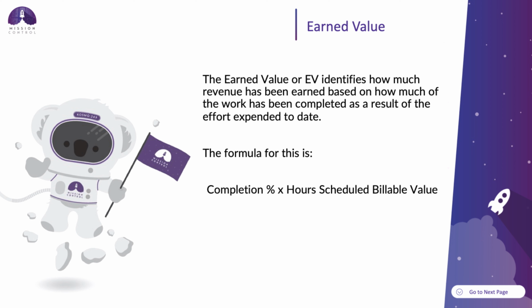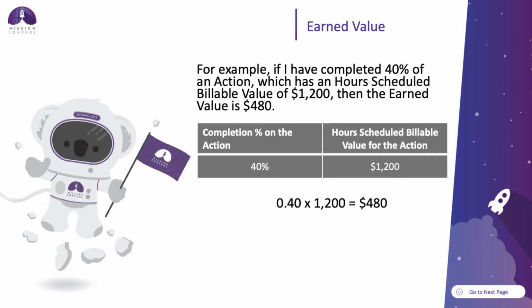Next, you have your earned value. The earned value, or EV, identifies how much revenue has been earned based on how much work has been completed as a result of the effort expended to date. The formula for this is the completion percentage times the hours scheduled billable value. For example, if I have completed 40% of an action, which has an hour scheduled billable value of $1,200, then the earned value is $480. That's 40% of $1,200.